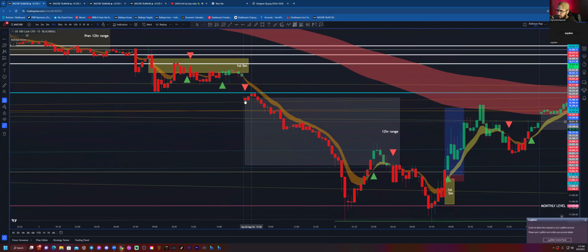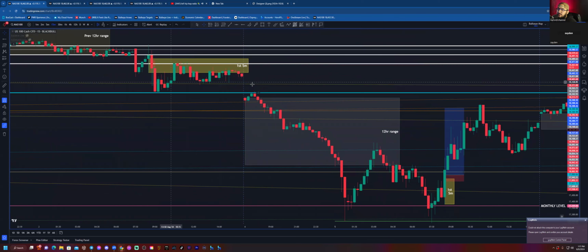Remember, we're beneath previous day low, significantly. So just keep that in mind. Take out a low to go higher. How low will it go? We don't know. Okay, so let me take those arrows off real quick.